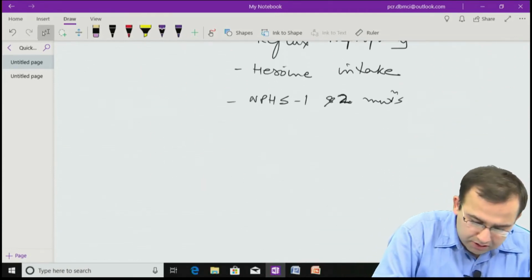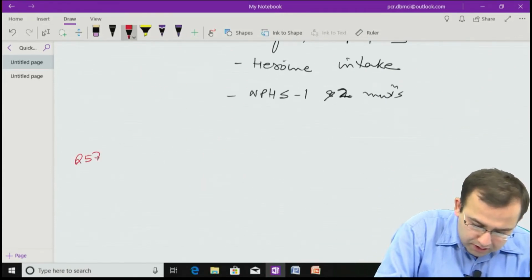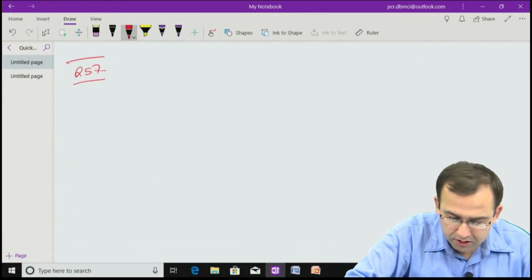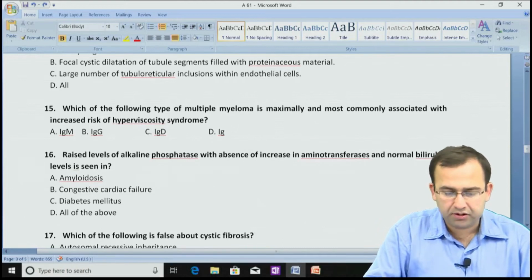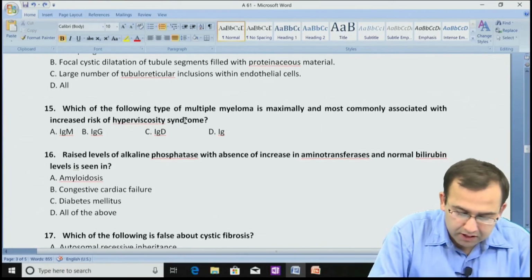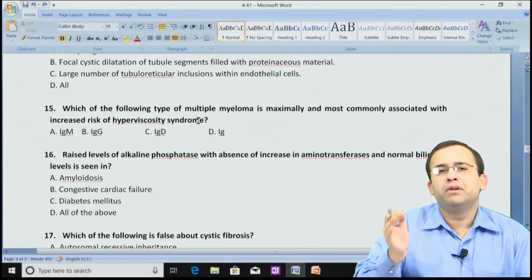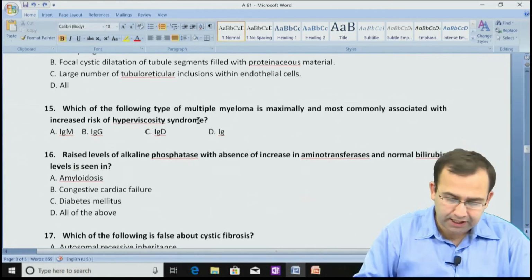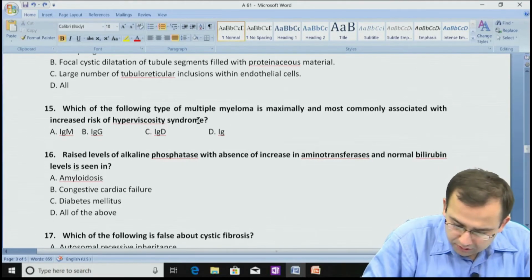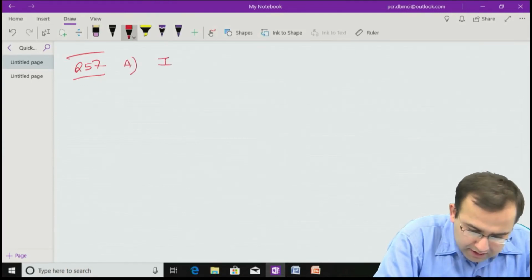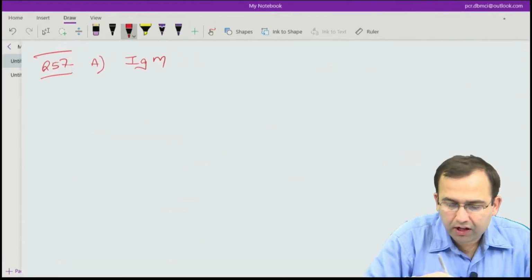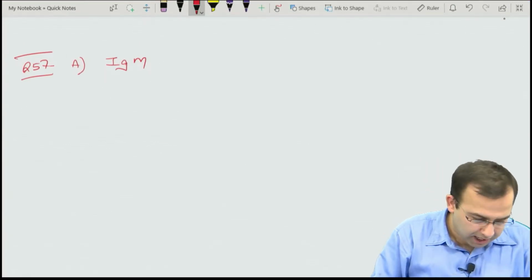Next point, this gets us to question 57. Which of the following is maximally associated with hyperviscosity? Hyperviscosity syndrome, multiple myeloma, classically IgM. This is a fact. Question 57, the answer is A, that is IgM.